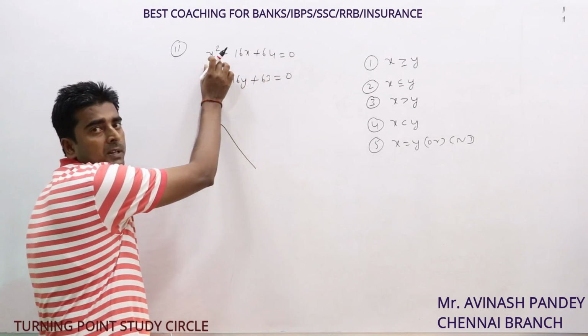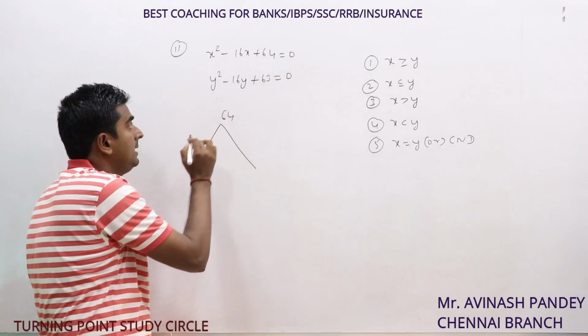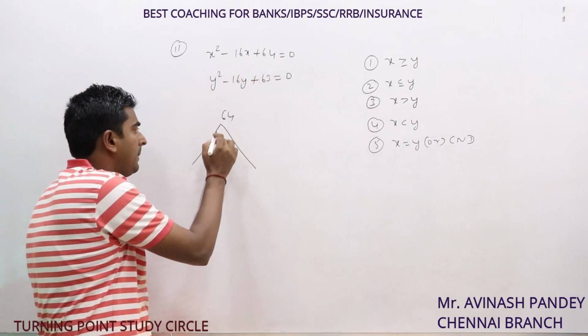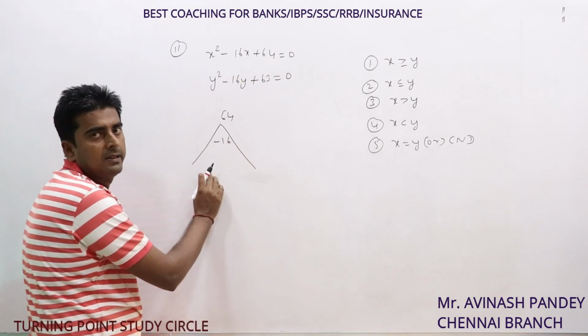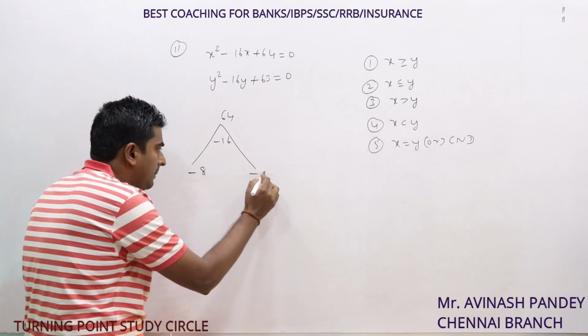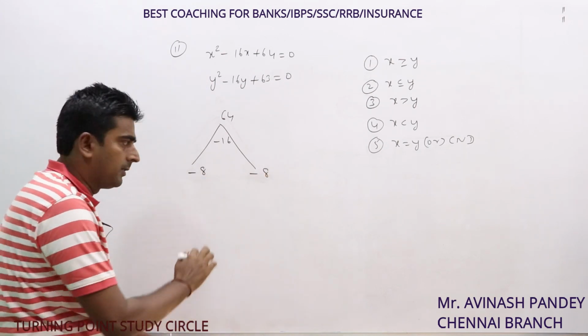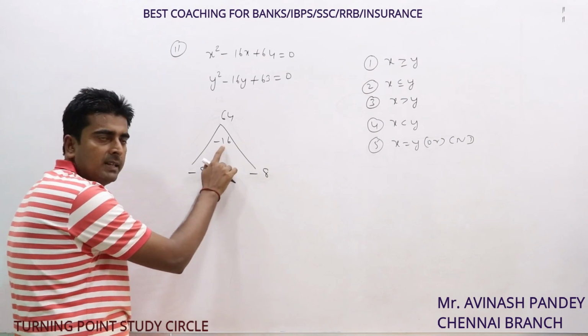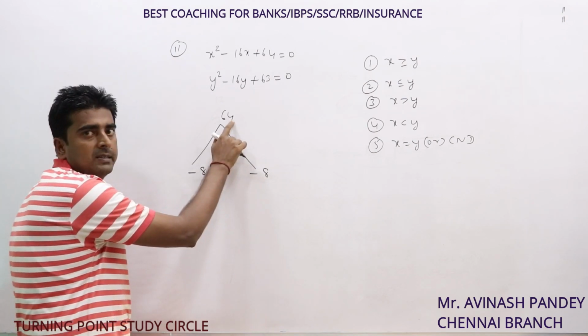So plus 64 into plus 1 is plus 64. I am writing here. Coefficient of x is minus 16. So what is it? 8 8s are 64 and minus 8 plus minus 8 is minus 16. So minus 8 and minus 8, these are the two numbers. When you add these two numbers, you should get minus 16. When you multiply, you should be getting plus 64, right?